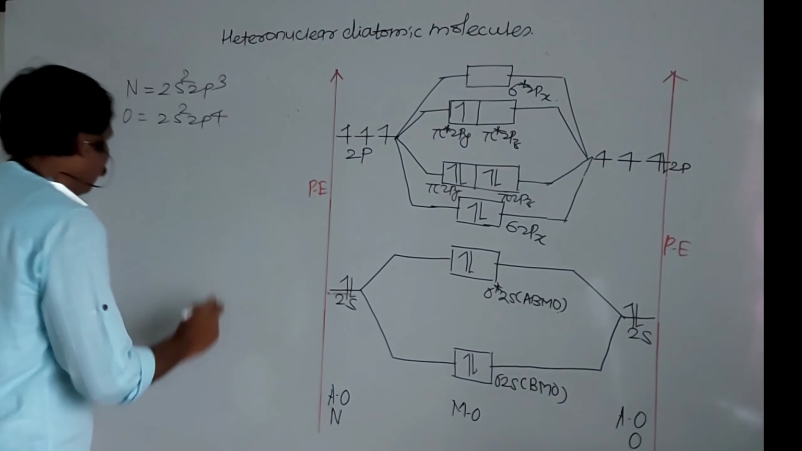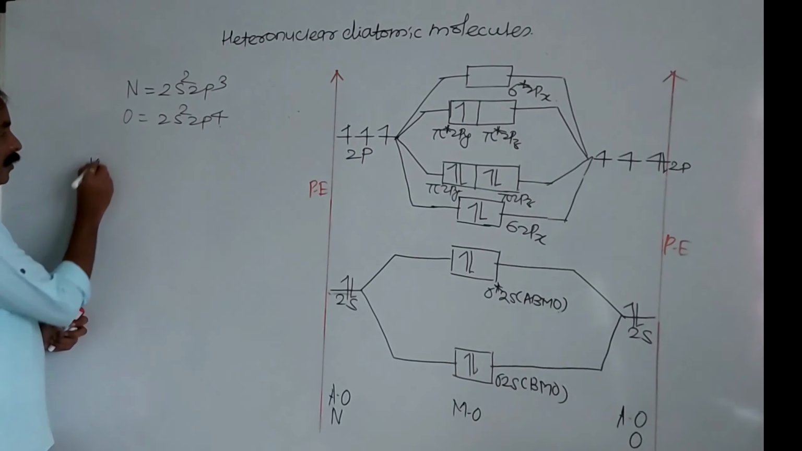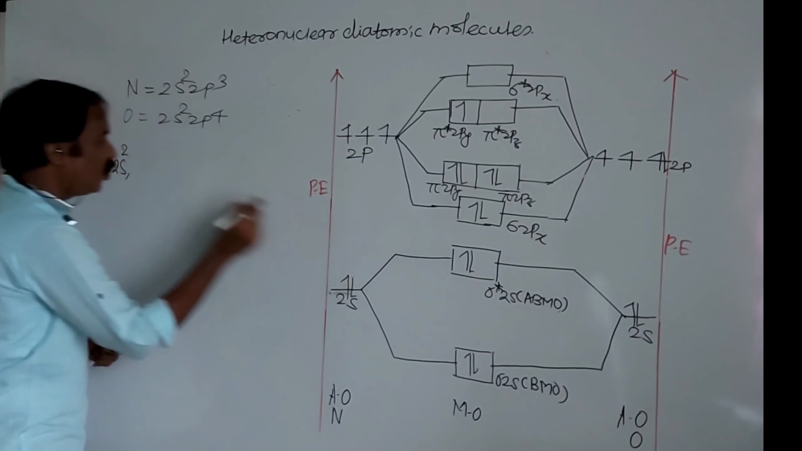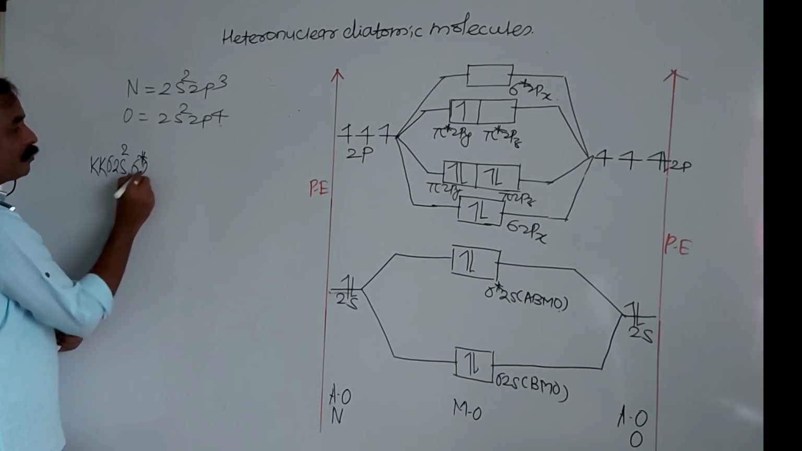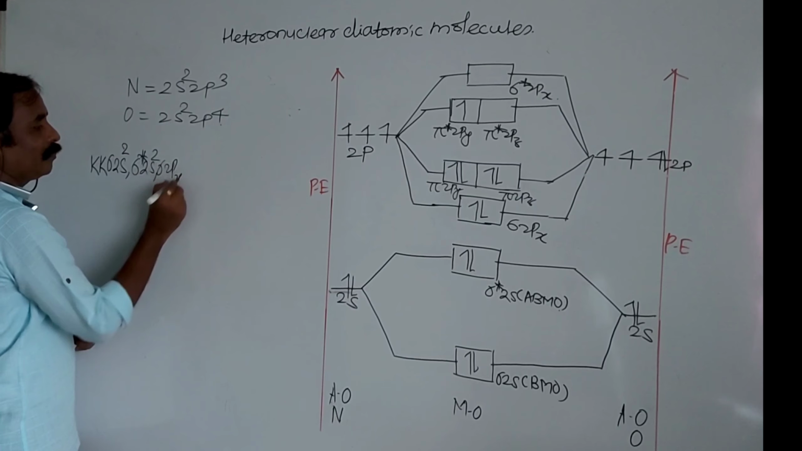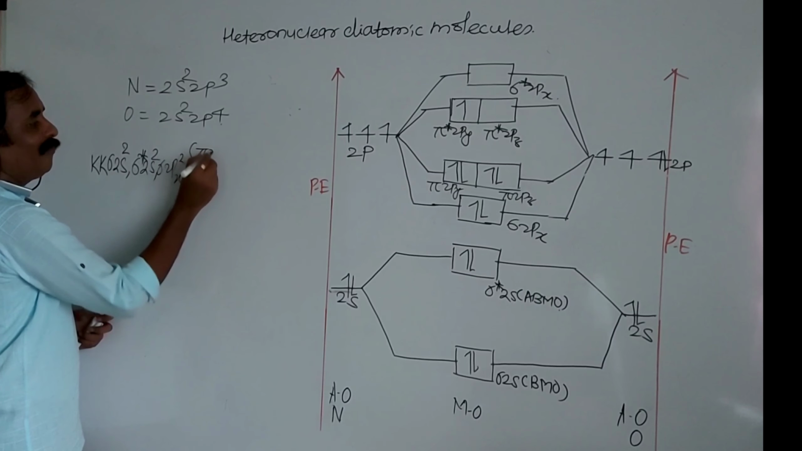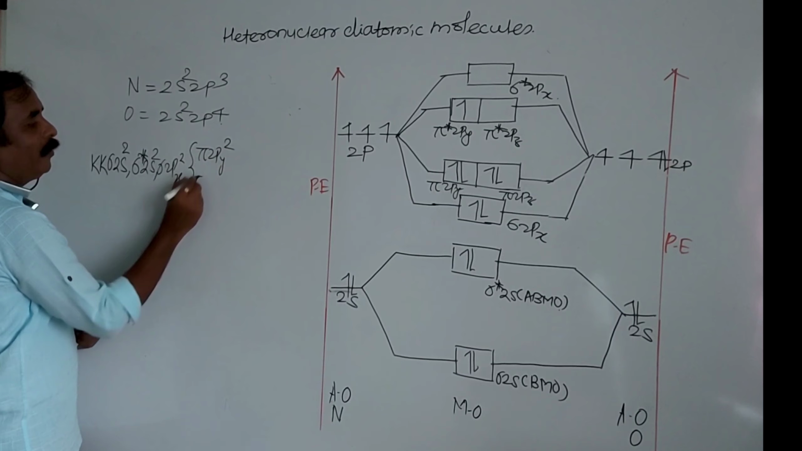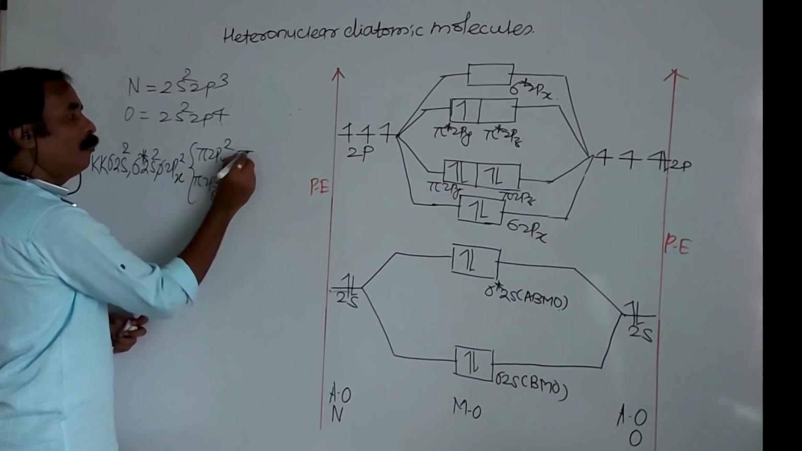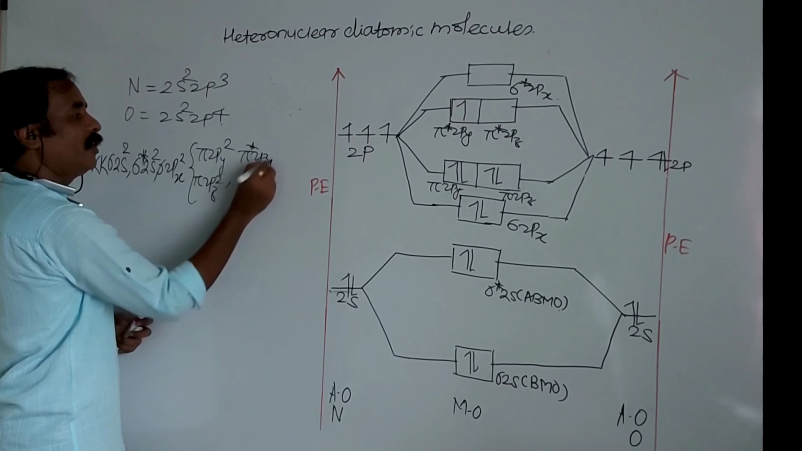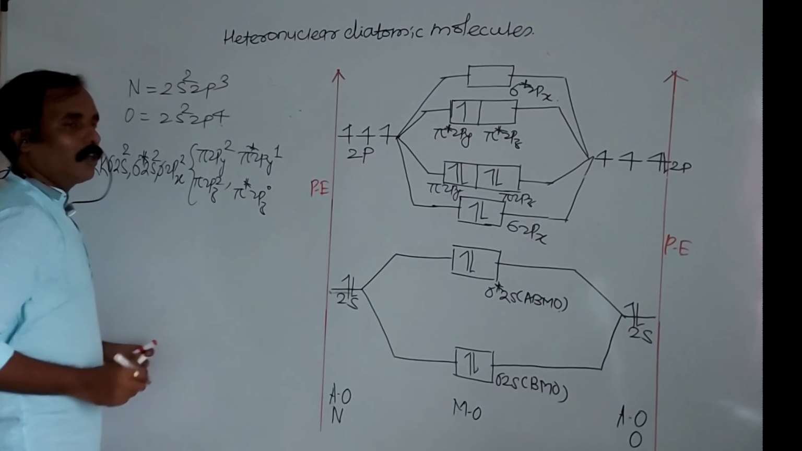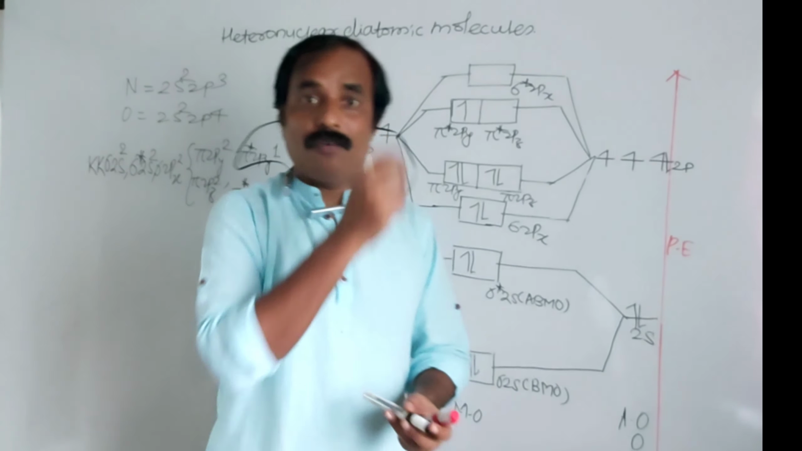Now, the electronic configuration: KK, sigma 2s2, sigma star 2s2, then sigma 2px2, then pi 2py2, pi 2pz2. After this, anti-bonding: pi star 2py 1, pi star 2pz 0. This is the electronic configuration in the case of the nitric oxide molecule.